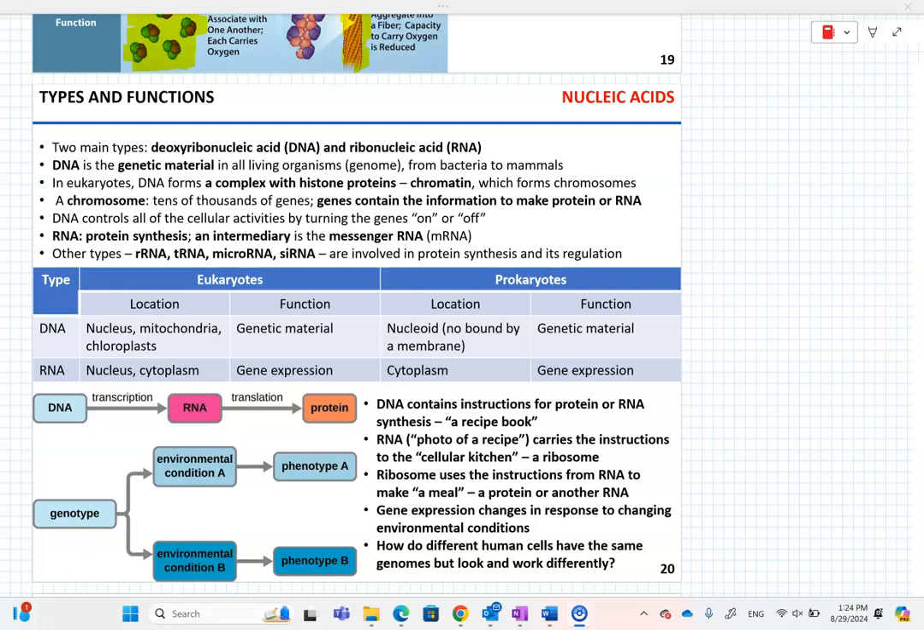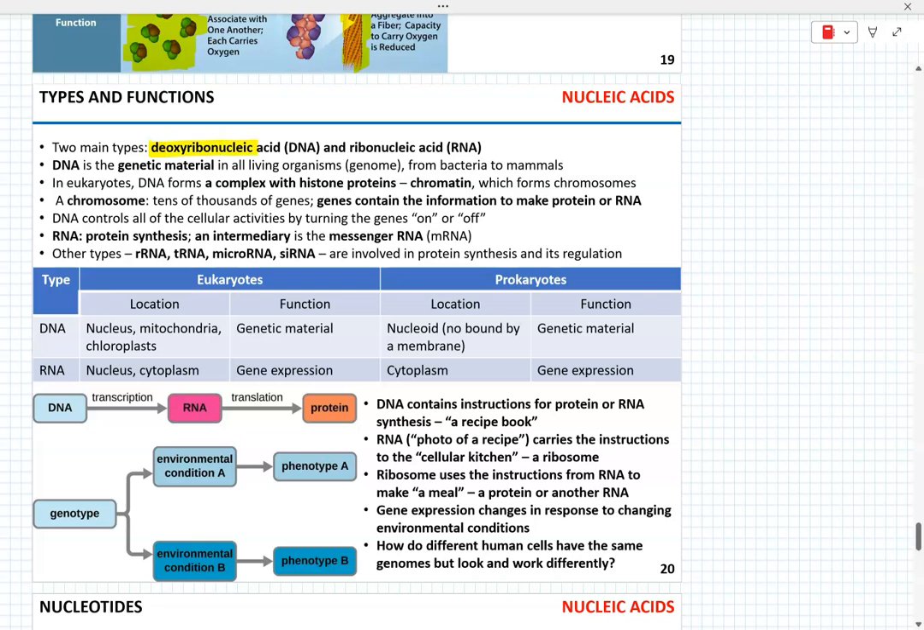The final type of biological molecules that we're going to talk about today is nucleic acids. There are two main types in the cell: deoxyribonucleic acid, or DNA, and ribonucleic acid, or RNA. DNA serves as the genetic material in all living organisms. That includes anything from bacteria to fish to insects to plants to fungi to mammals. Quite literally, if you look at the genome of any living cell, this genome will be formed by the molecule of DNA.